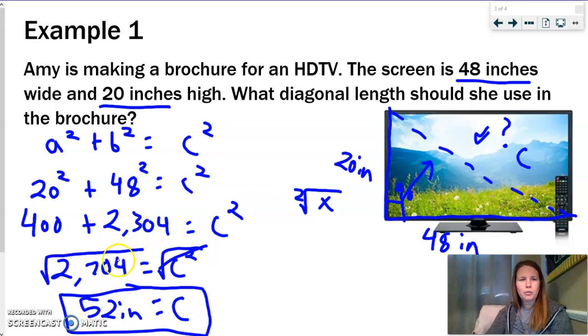Okay, and totally fine to use a calculator. I'm not expecting you to know the square root of 2,704. I'm not going to know that either. I'm not going to make you guess. So grab a calculator, solve it up.